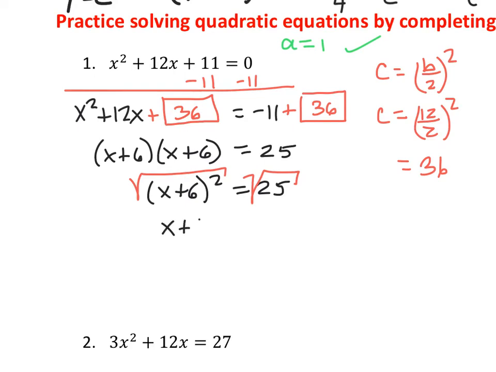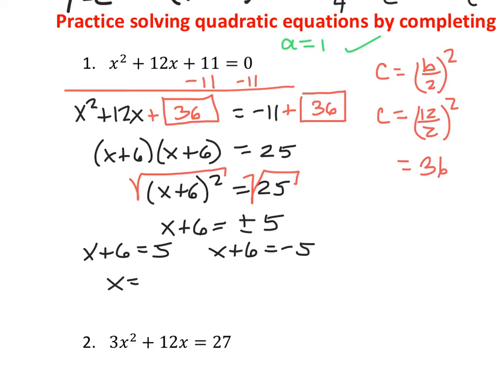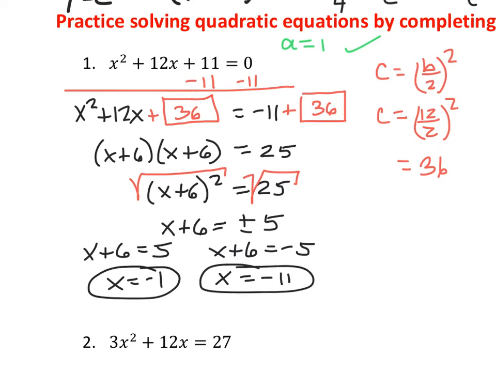X plus 6 comes out of the radical, and the square root of 25 is both positive and negative 5. And so I have x plus 6 equals positive 5, and I have x plus 6 equals negative 5. One solution is 5 minus 6, which is negative 1. And the other solution is negative 5 minus 6, which is negative 11. So those are our two values of x.